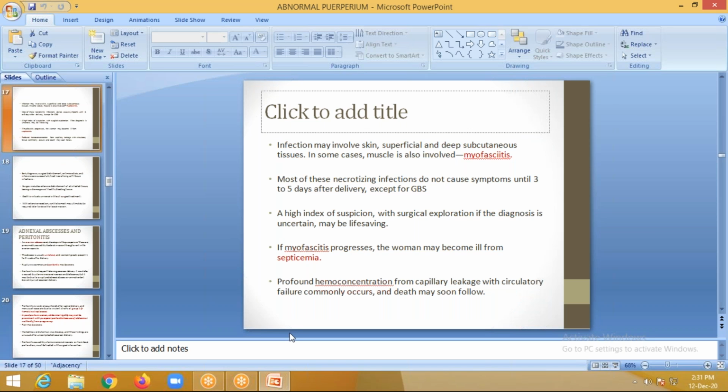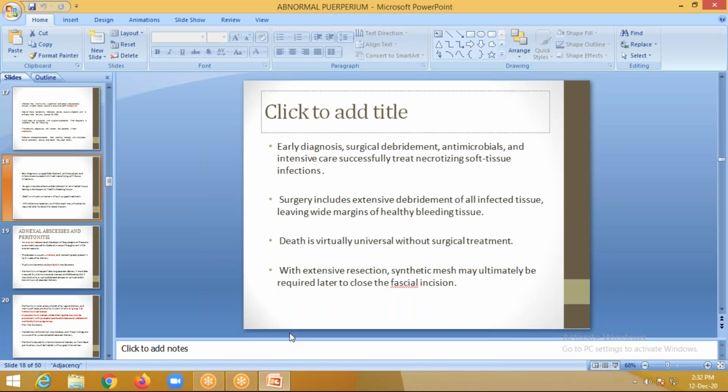Infection may involve skin, superficial and deep subcutaneous tissue. In some cases, muscle is also involved. Then we call it myofasciitis. Most of these necrotizing infections do not cause symptoms until the 3rd to 5th postoperative or postnatal day, except for GBS. A high index of suspicion with surgical exploration, if the diagnosis is uncertain, may be life-saving. If myofasciitis progresses, the woman may become ill from septicemia. So this can be as severe as to cause maternal mortality. So we have to diagnose early and treat early.